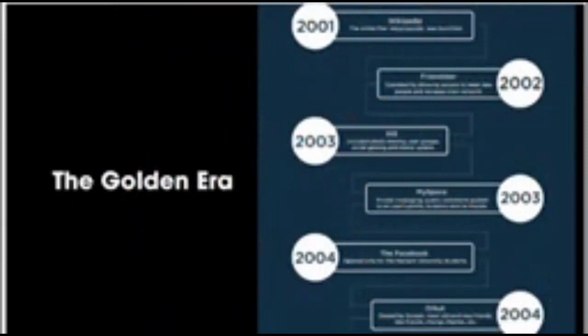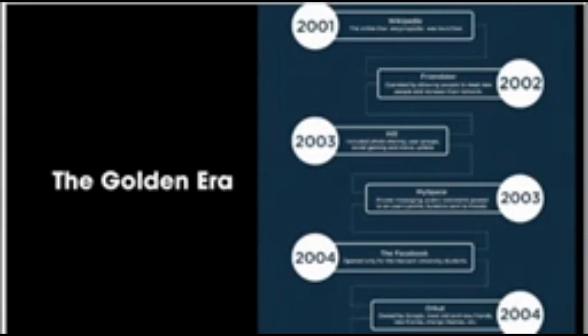So now, the last one is the Golden Era. In 2001, Wikipedia, the online free encyclopedia, was launched. Second, in 2002, we have Friendster, which allowed people to meet new people and increase their network. The third one, we have Hi5 in 2003. Its use is photo sharing, user groups, social gaming, and status updates.